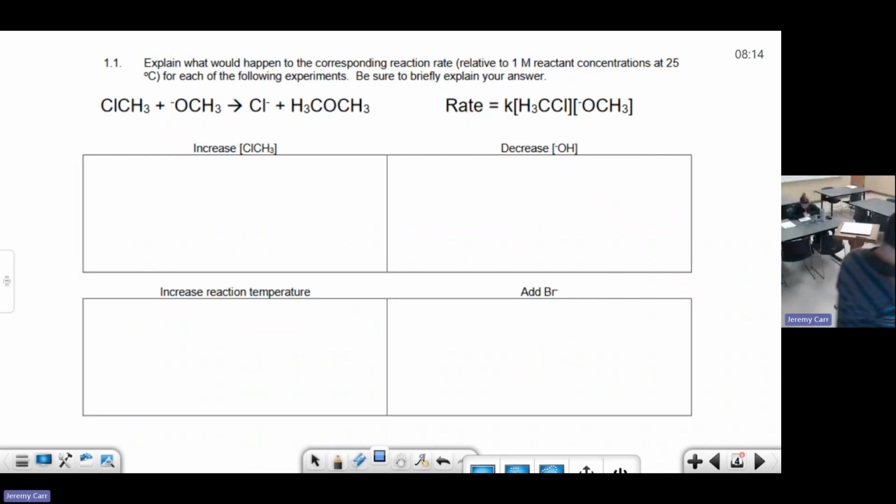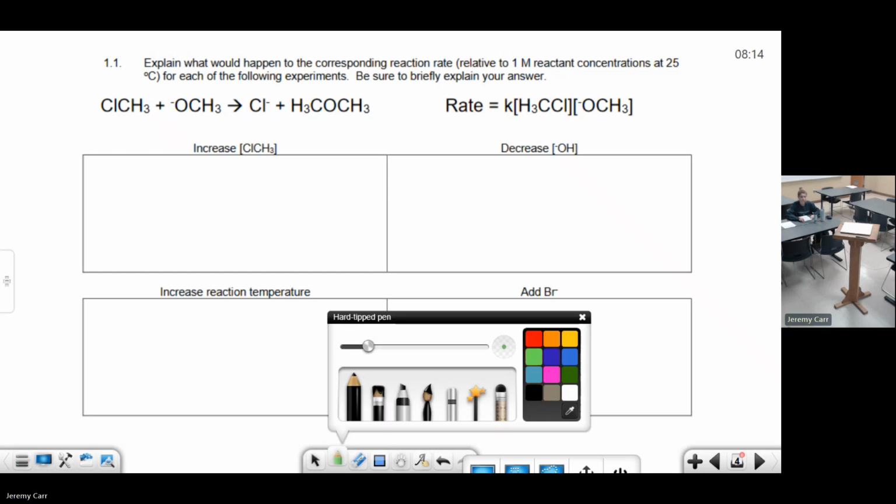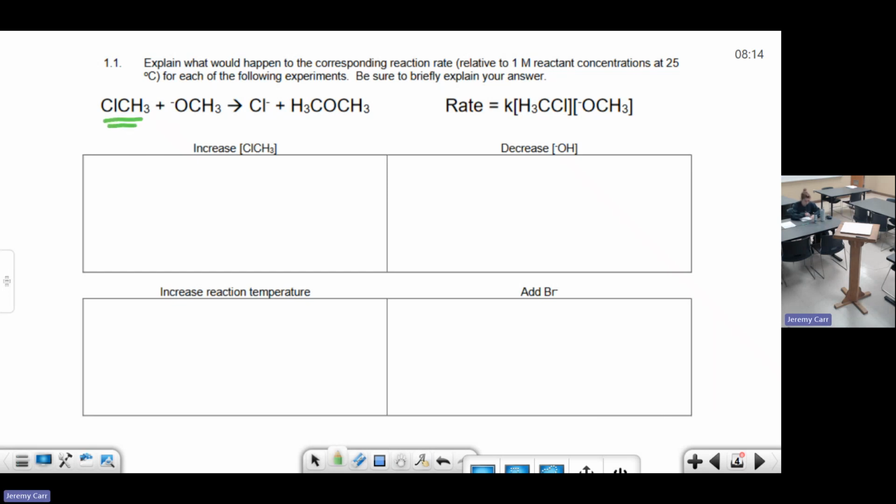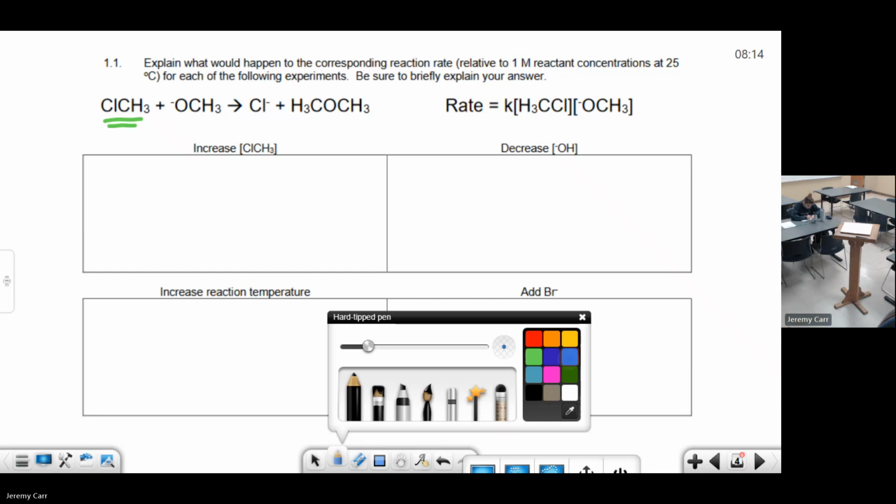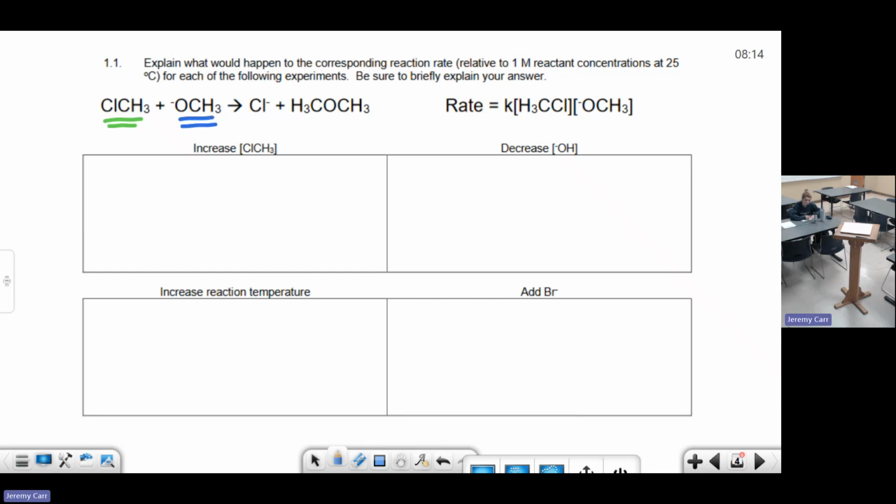So let's explore a similar looking reaction here. We looked previously at hydroxide and methyl bromide. Now let's take a look at a reaction, like I said, that is similar here. So we have methyl chloride. We'll do this in green. This is methyl chloride, and we're going to react it with methanol, or methoxide in this case.